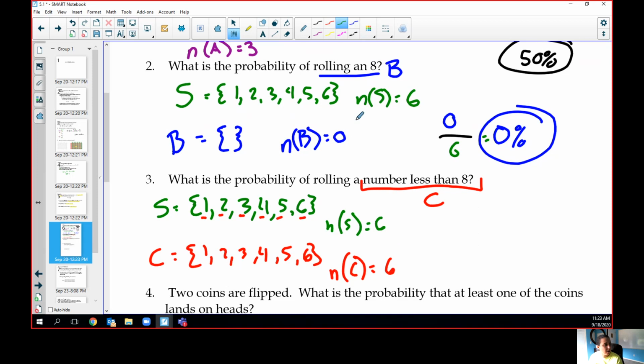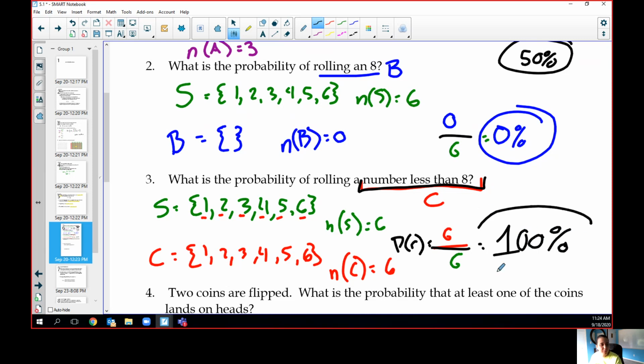So when I divide those out, when I say 6 divided by 6 to find my probability of event C, I end up with 1, or I am certain every single time that I roll that 6-sided die, I will for sure come up with a number less than 8. So 100% of the time, I will be rolling a number less than 8.